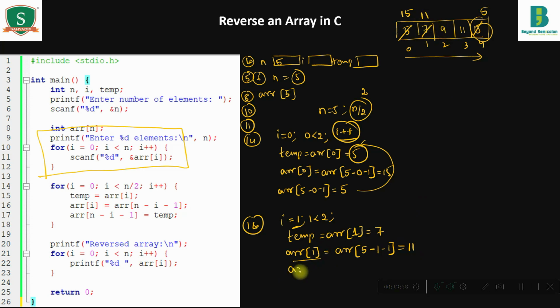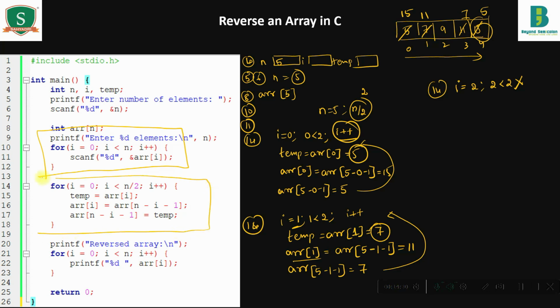So here comes the 17th step, array of 5 minus 1 minus 1, that is array of 3, is equal to temporary. The temporary value is 7, so we are updating the value 7. There comes the I value updated, I plus plus, that is 1 plus plus. In the 14th statement again, I is equal to 2, it checks the condition, 2 less than 2, the condition fails, it exits. If you observe here, 15, 11, 9, 7, 5 has come from index 0 to 4.